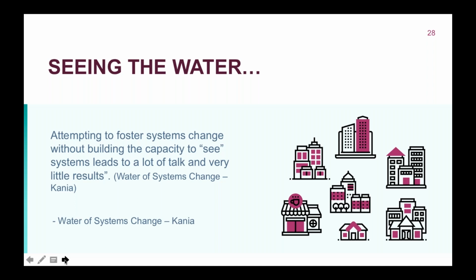Attempting to foster systems change without building the capacity to see systems leads to a lot of talk and very little results. So again, we're talking about that water. We'll talk more about how we can better see the water in the next section. The next part of the webinar is getting at seeing the water, making visible what is invisible or overlooked in our work.